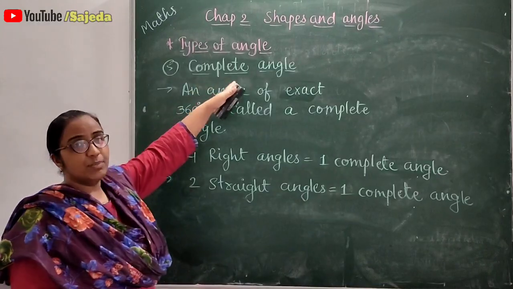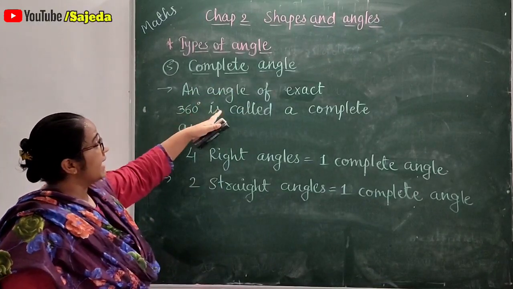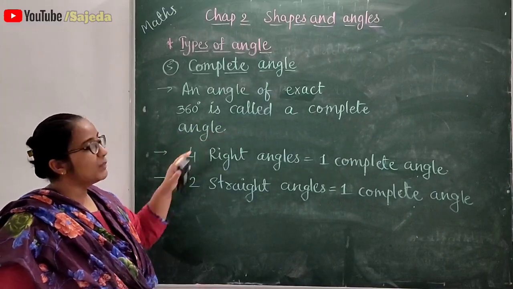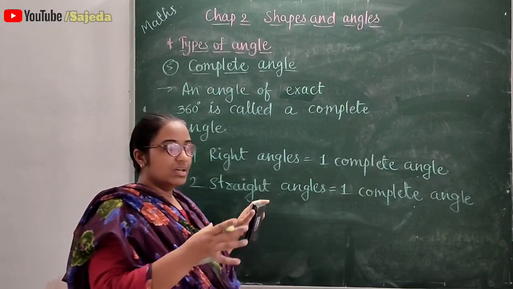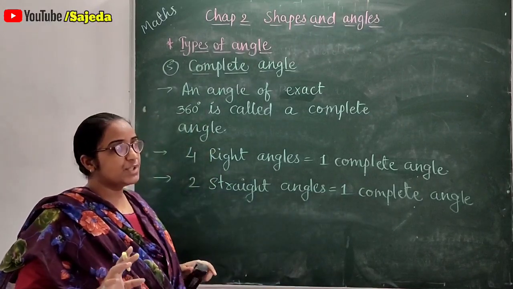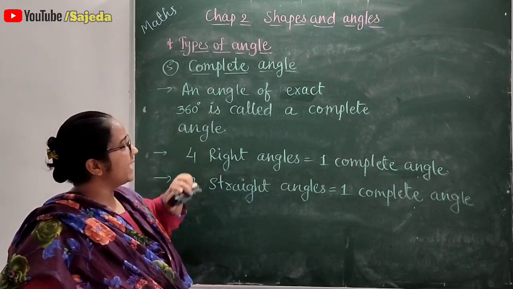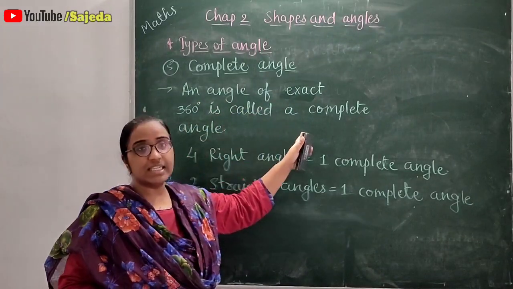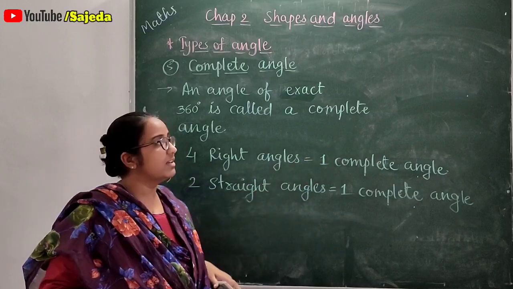Next angle is complete angle. An angle of exact 360 degree is called a complete angle. Now, complete angle is out of your syllabus, but this is for your information. Complete angle. Now here I have written an angle of exact 360 degree is called complete angle.